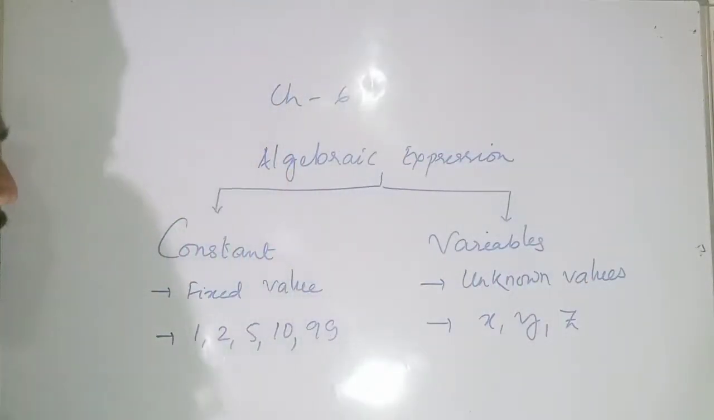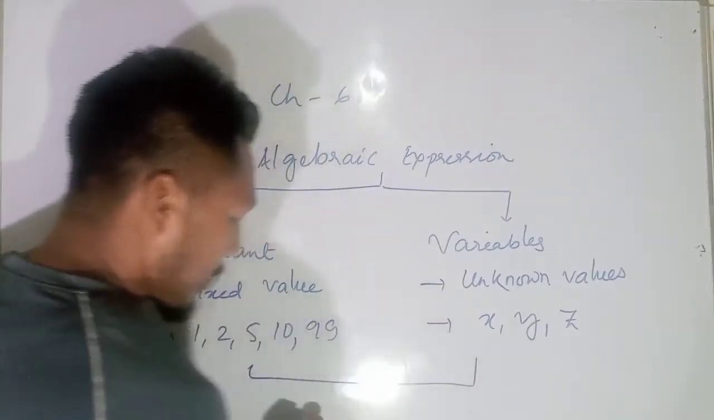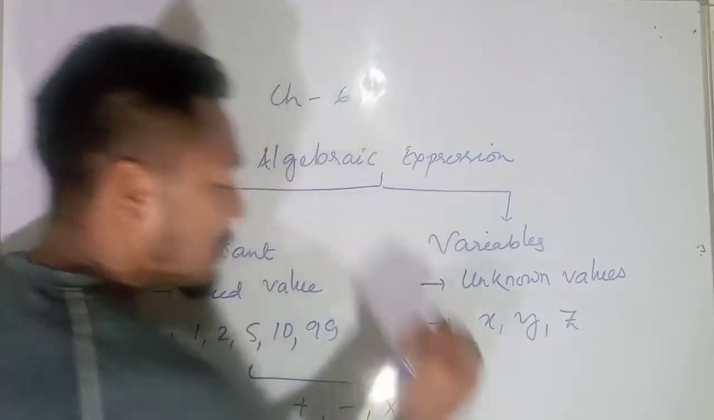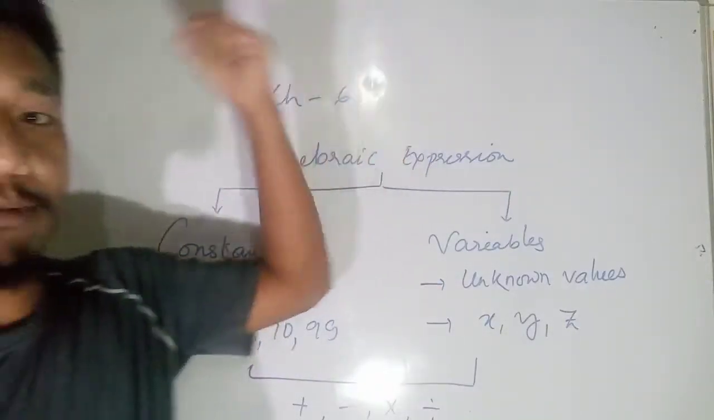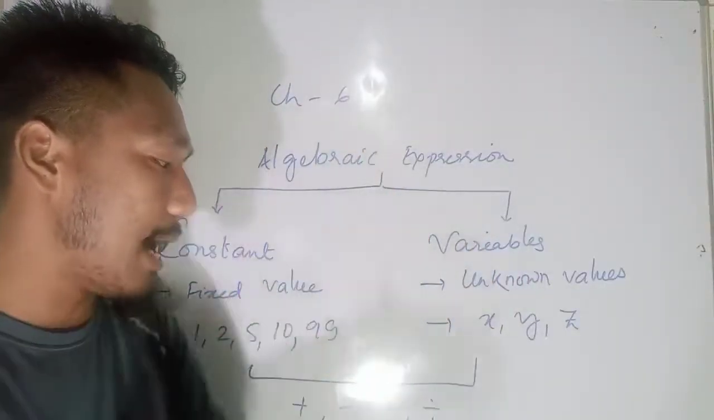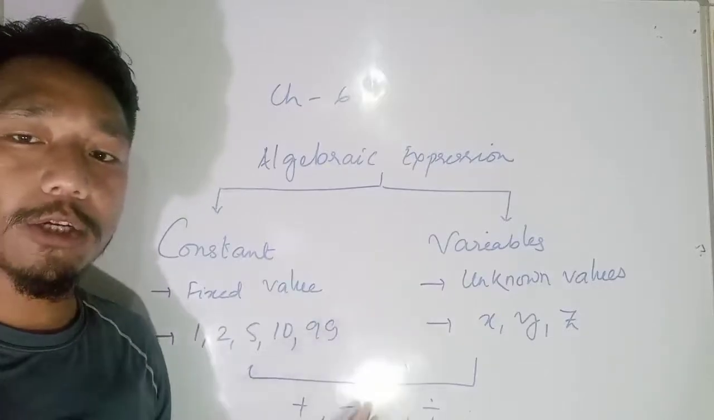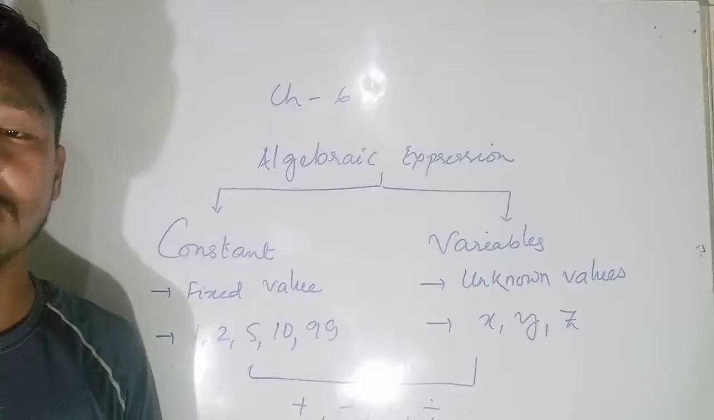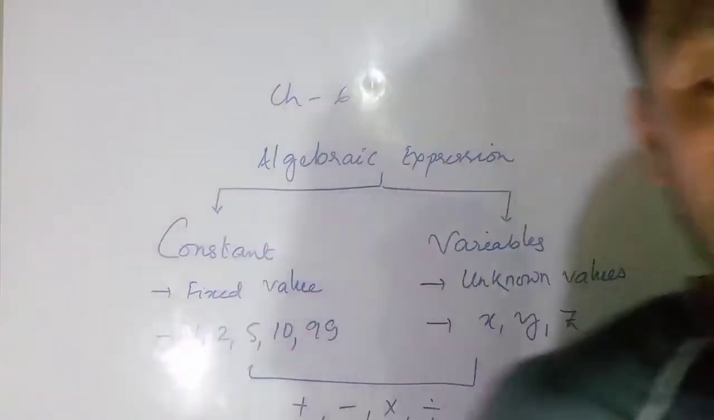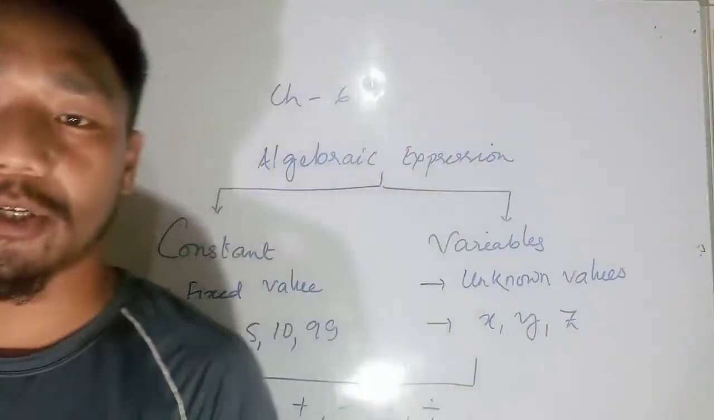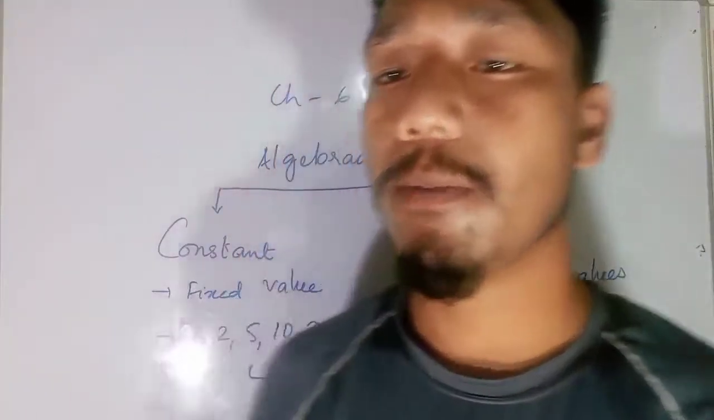If these two are combined by the signs, that is addition, subtraction, multiplication, and division, then we call this an algebraic expression. These two terms are connected by the addition sign, subtraction sign, multiplication sign, or division sign. Such types of expressions are known as algebraic expressions. Clear about this one?